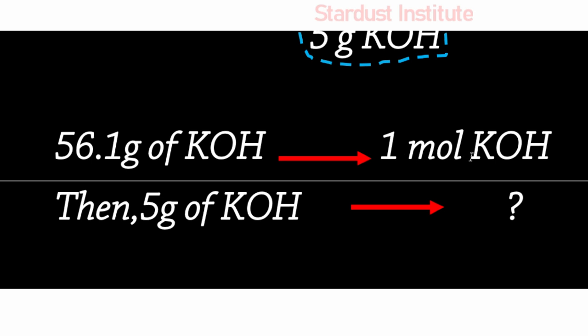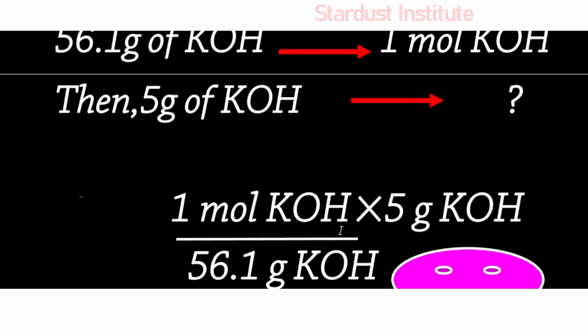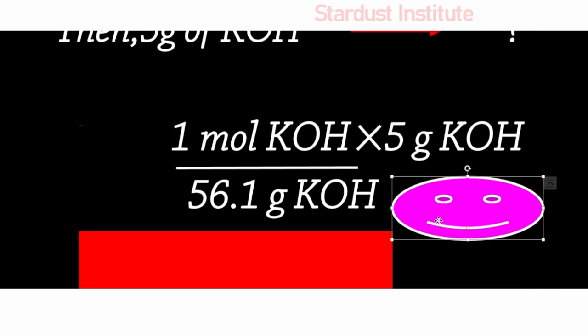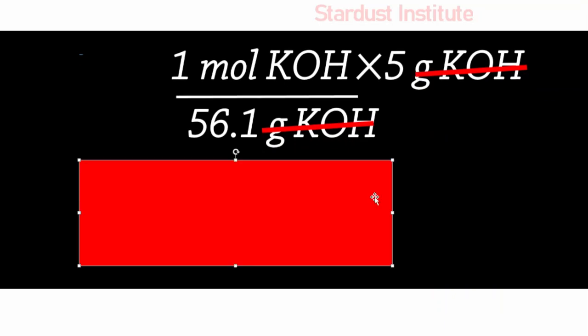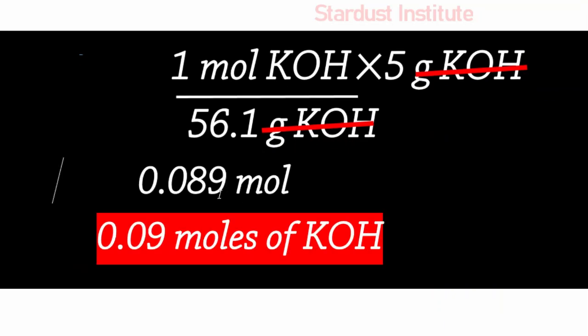1 mole KOH divided by 56.1 grams KOH multiplied by 5 grams KOH. The unit gram KOH should be cancelled out. Then we get our answer: 0.089 mole. There are 3 decimal places here.